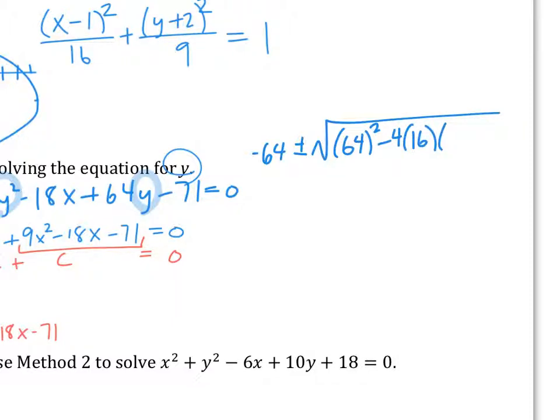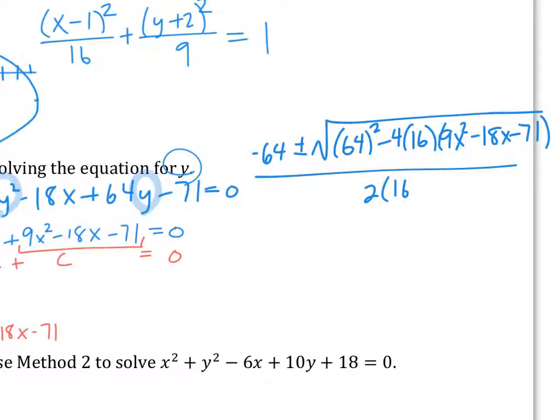Okay, c is the crazy one. 9x squared minus 18x minus 71. Okay, all over 2a. This is equal to y. I want to put that there just so that you know what you're solving for. At this time, you want to simplify this.